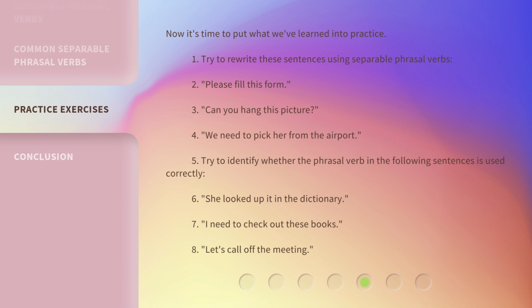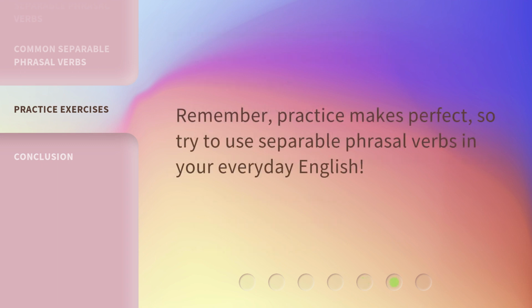5. Try to identify whether the phrasal verb in the following sentences is used correctly. 6. She looked up it in the dictionary. 7. I need to check out these books. 8. Let's call off the meeting. Remember, practice makes perfect, so try to use separable phrasal verbs in your everyday English.